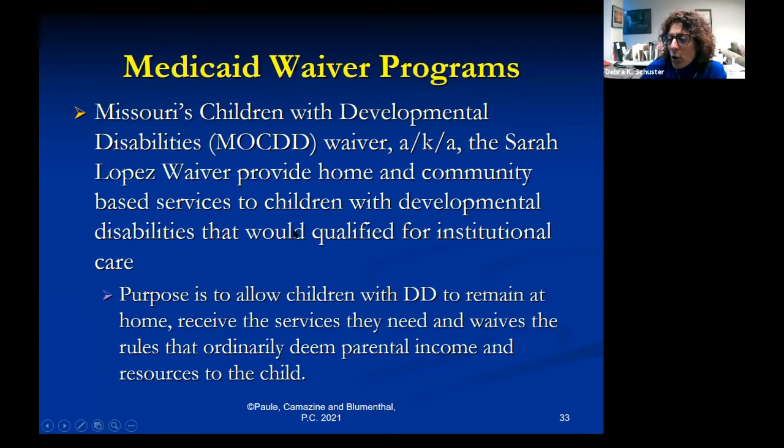There's also a home and community-based program for individuals that are older, over the age of 63, that don't want to receive skilled services in a skilled institution, but this is on the other end of the age spectrum. And the purpose of this program is to allow children with developmental disabilities to remain at home, receive the services they need, and it waives the rules that ordinarily apply or deem parental income and resources to that disabled child.